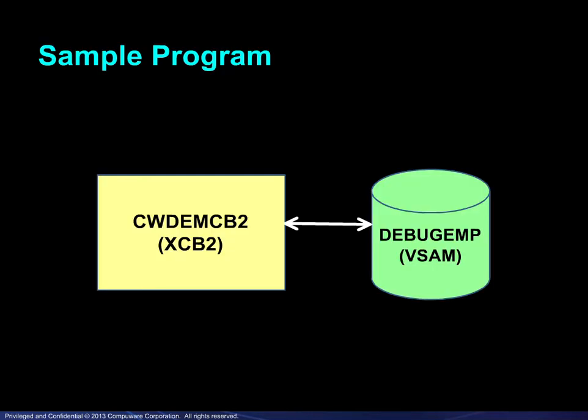We will be going through a sample program where the user controls Xpediter, which in turn controls the program. The program name, transaction code, and file name are shown in the diagram.